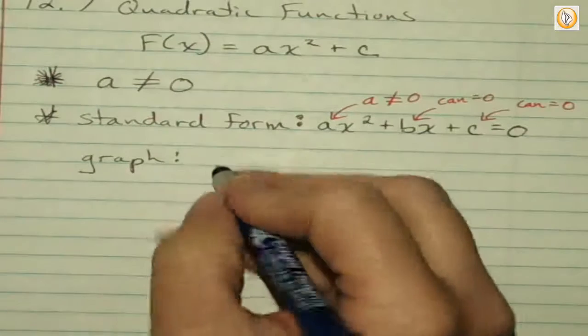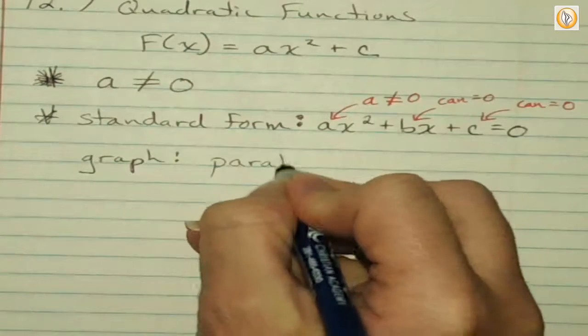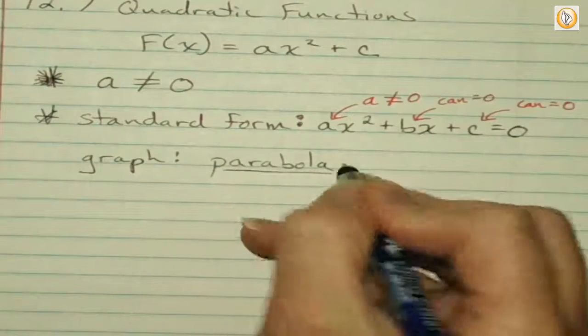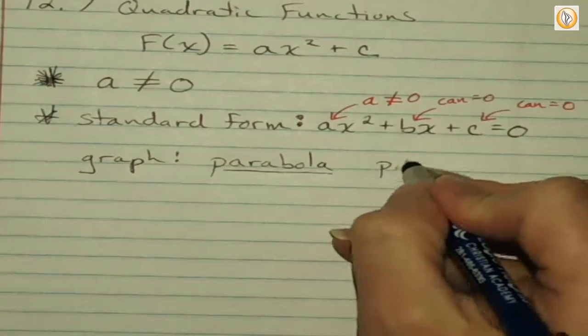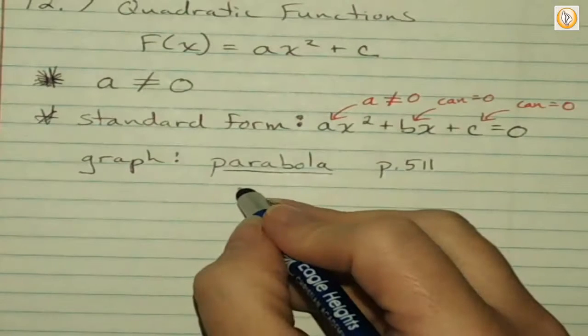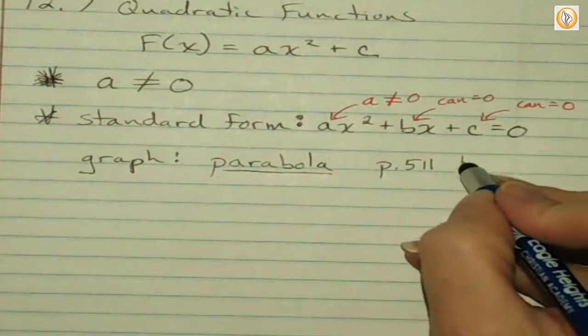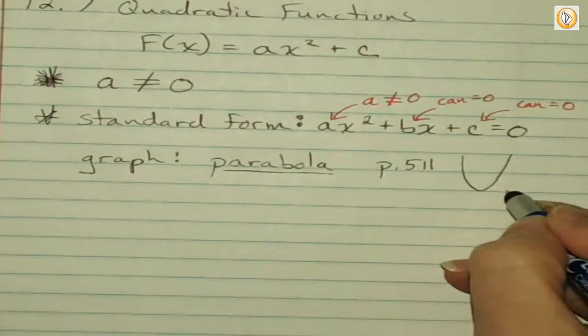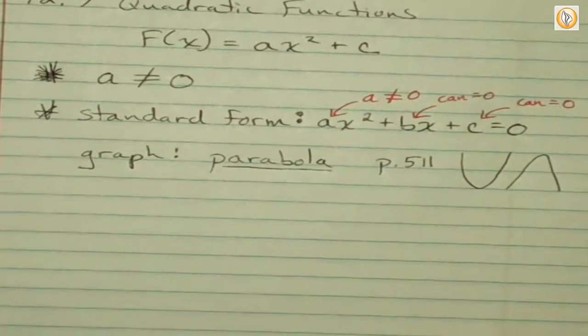But your graph is going to look like a parabola. If you look on page 511, you will see what they look like. A pitchfork. Well, a rounded pitchfork. They're either going to be like this, or they're going to be like this. We're about to talk about the vertex, the highest or lowest point. We'll talk about that in just a minute.